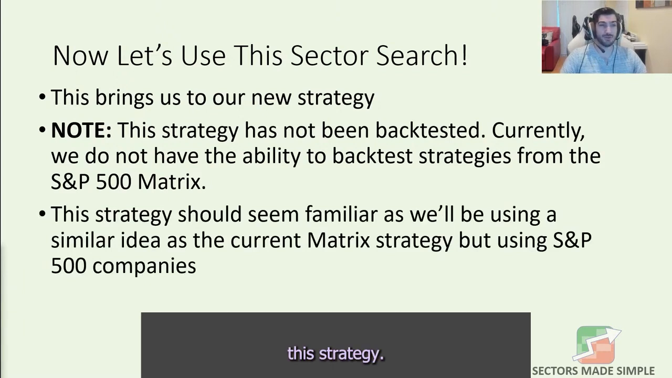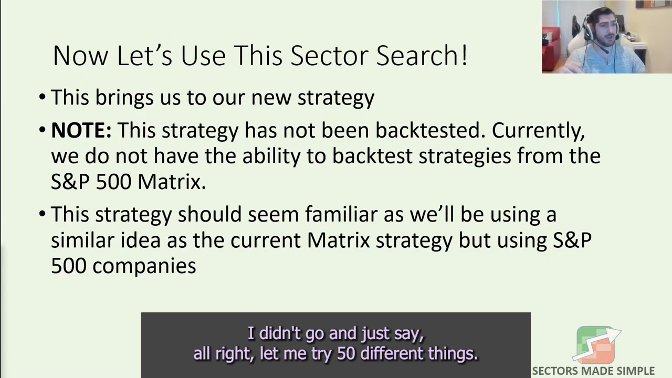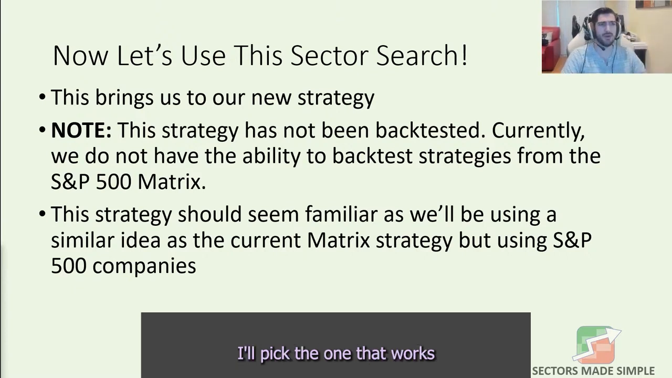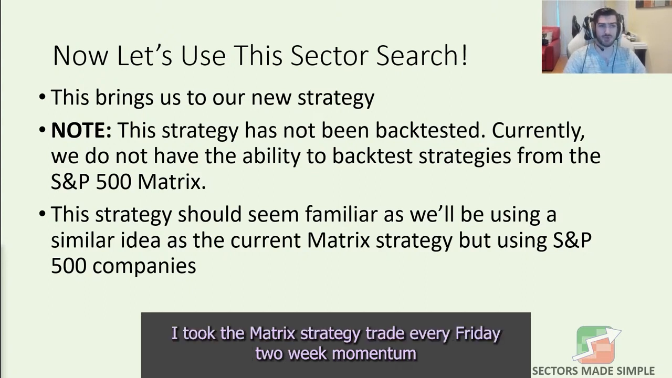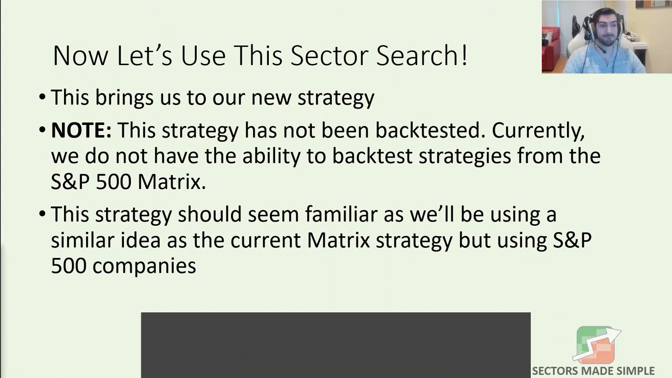This strategy, again, I didn't just pull this out of nowhere. I didn't go and just say, all right, let me try 50 different things. I'll pick the one that works. How I picked this strategy is super simple. I took the matrix strategy. Trade every Friday, 2-week momentum, take the highest X count as long as it's above 2 or more. I took that and applied it to the S&P 500 screener. So instead of using the 11 sector ETFs in SPY, we're using the 500 companies in the S&P.